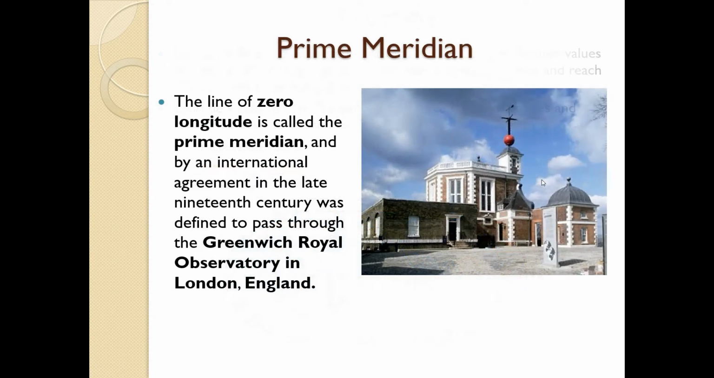So what is the prime meridian? Well, the prime meridian is, I shouldn't say artificial, but it's an agreed upon vertical line that stretches from the North Pole down to the South Pole. And it happens to go through the Greenwich Royal Observatory in London, England, because that's what was agreed upon in the late 19th century.